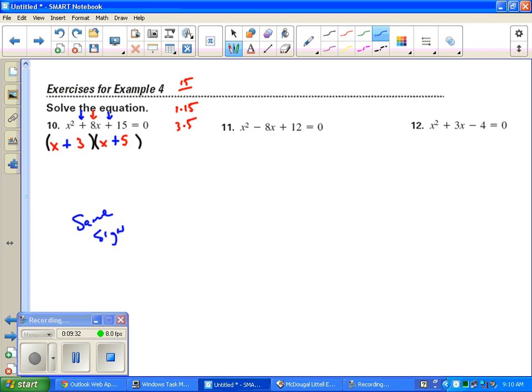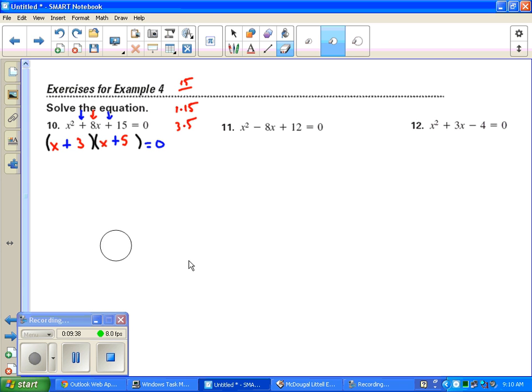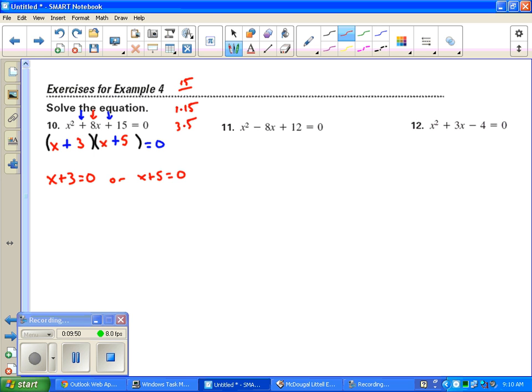Now we'll bring the other part down. Equals 0. The only thing you have to do at this point, since it equals 0, is set whatever's inside the parentheses. X plus 3 equals 0, or x plus 5 equals 0. Get rid of plus 3 on both sides by subtracting 3. So x equals negative 3. Or subtract 5 on both sides, x equals negative 5. So -3 or -5.